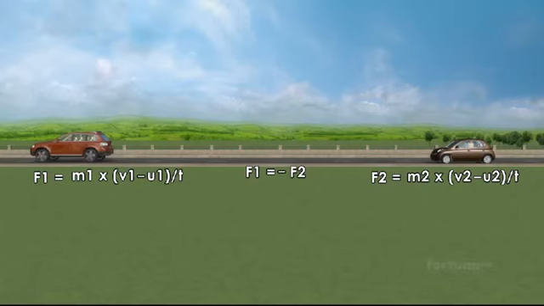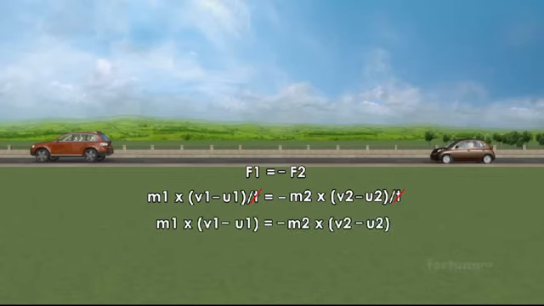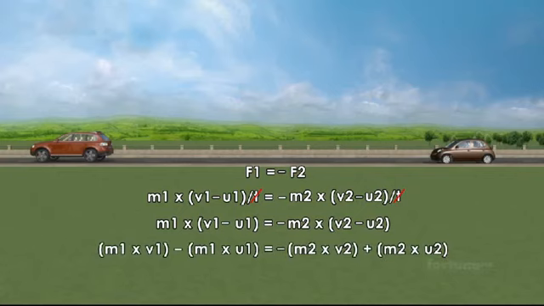Because both forces are equal and opposite, we can also write them as m1 into (v1 minus u1) by t equals minus m2 into (v2 minus u2) by t. We can cancel t, the common factor of time, in the equation: m1 into (v1 minus u1) equals minus m2 into (v2 minus u2). The equation can then be simplified: m1 v1 minus m1 u1 equals minus m2 v2 plus m2 u2.